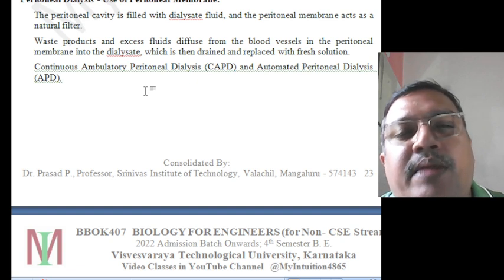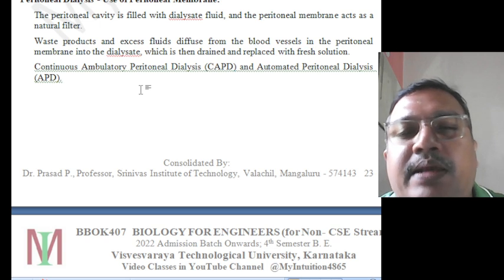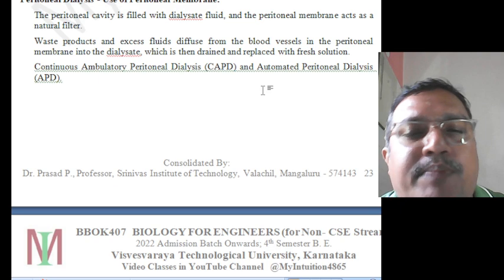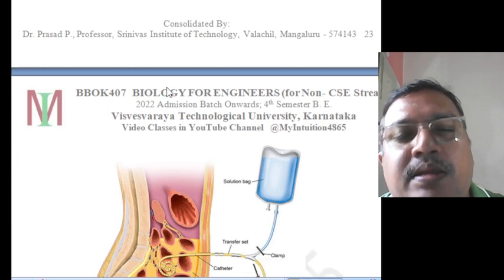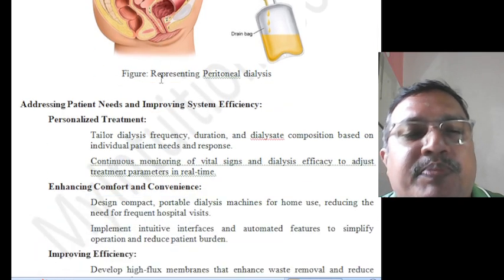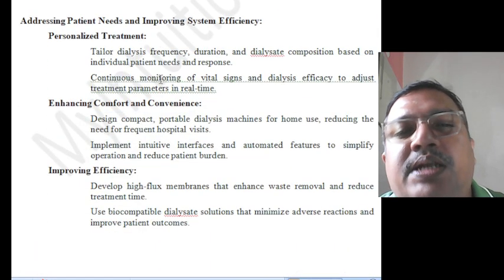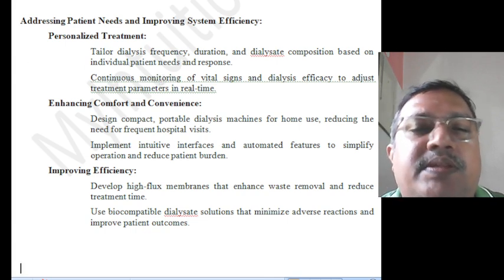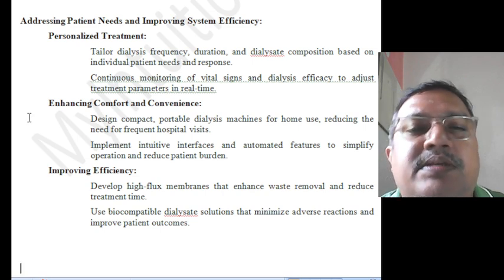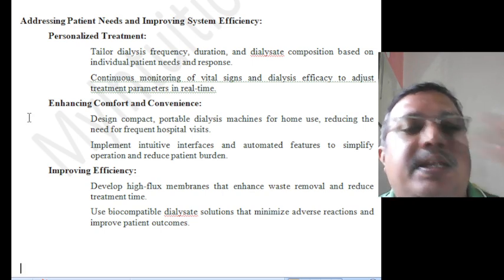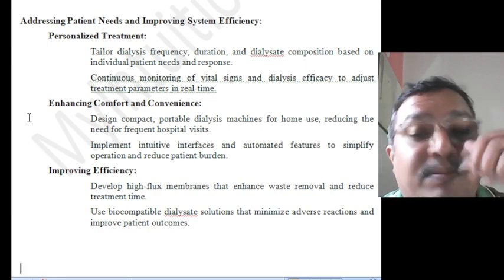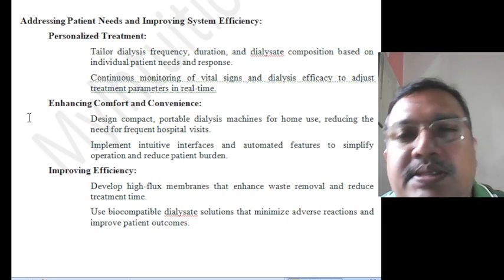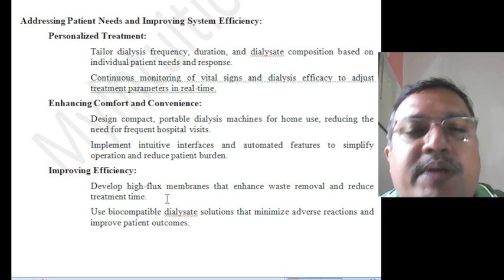Continuous ambulatory peritoneal dialysis, CAPD, you might have heard, and automated peritoneal dialysis, APD. CAPD and APD are the two terms connected to that. Now, addressing the patient's needs and improving the system's efficiency: what problems exist with the different dialysis methods, or what can be done further, and where improvements can be suggested, are all explained in this particular portion.